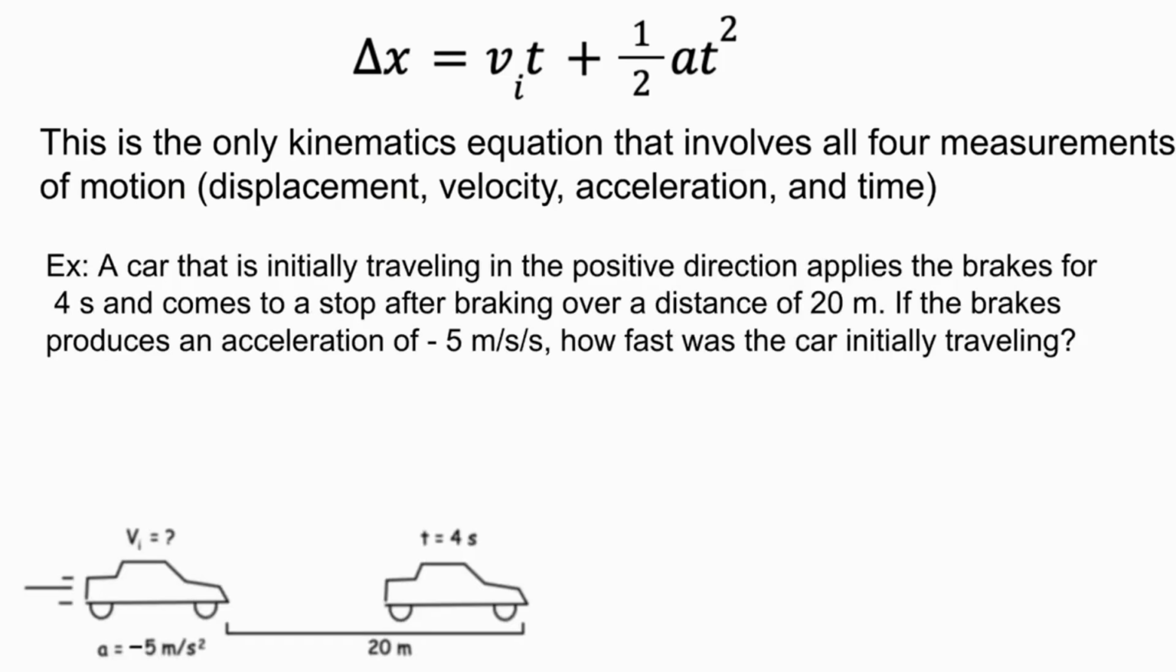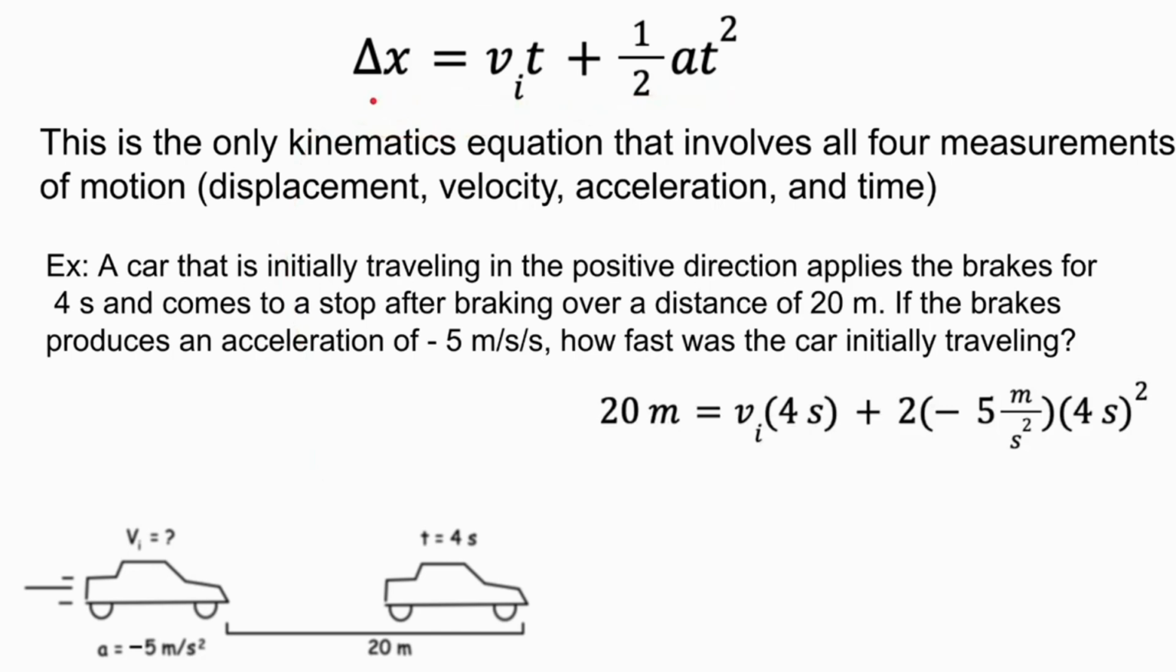So let's just say I have a car that's initially traveling in the positive direction, and after 4 seconds it comes to a stop after having traveled 20 meters and slowing down at -5 meters per second squared. And what I want to know is how fast was it initially traveling? Okay, so I have velocity, I have time, I have displacement, I have acceleration. This is the equation I'm going to have to use. So let's just start substituting in.